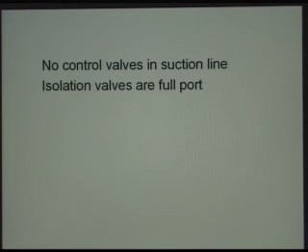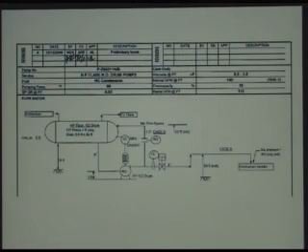So one way of trying to keep the losses down in the suction line is that there's no control valves in that suction line. And while the data sheet didn't show any isolation valves or manual valves, those would be full port valves, so they have the minimum amount of restriction that they can possibly have. So nothing shown in here.